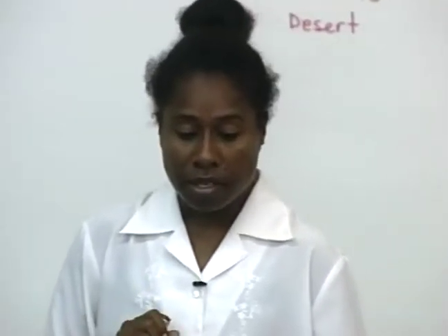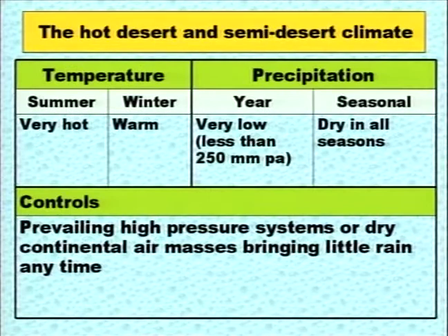Okay, let's look at the summary now of the work that we have covered on tropical deserts, and you will be required to at least make note of that information. I'll give you at least 5 minutes, but before you go ahead with the copying of that information, let's look at the summary for the hot desert and the semi-desert.